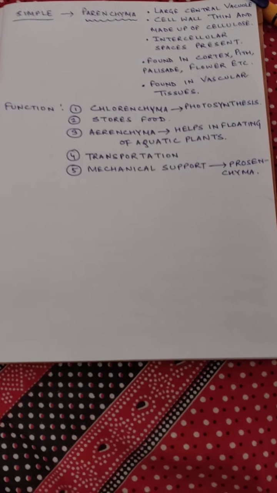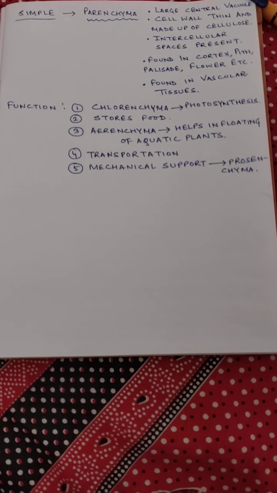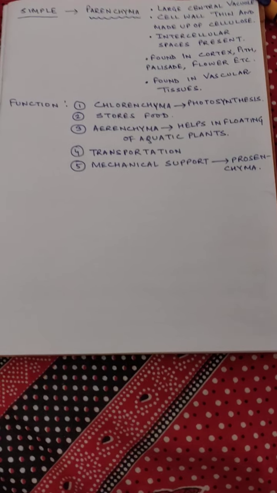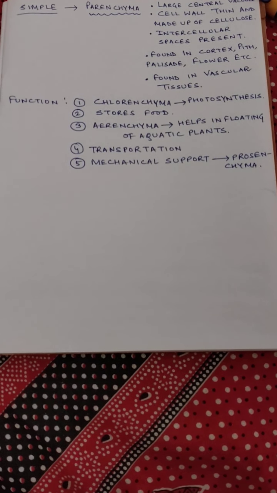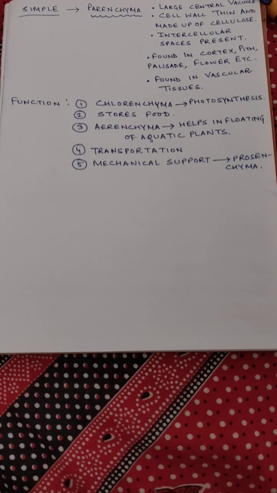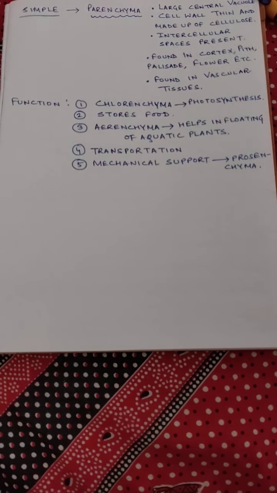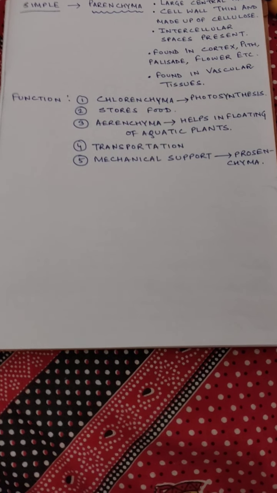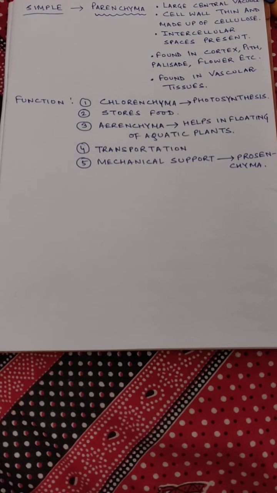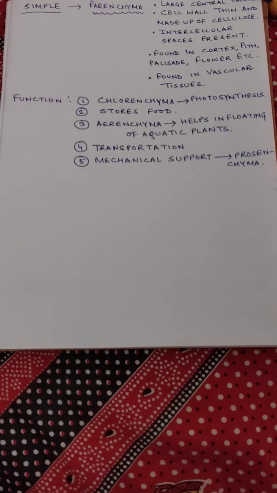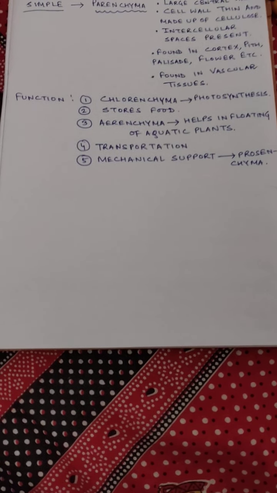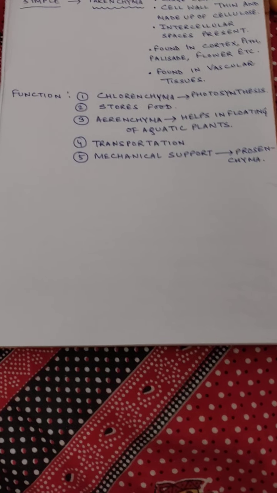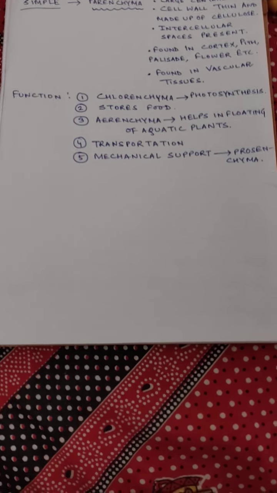Now, functions. Now there are some special types of parenchyma tissues which are named as different kinds of tissues, like chlorenchyma, which consists of chlorophyll in it, so it helps in the performance of photosynthesis in plants. Number 2, it helps also in storage of food. Third kind of parenchyma tissue we can find aerenchyma, which helps in floating of aquatic plants because it is filled up with air. Number 4, transportation, or you can say conduction. And number 5, mechanical support, which is again provided by a very special type of parenchyma tissue, that is prosenchyma. Please go through your chapter if you have books, and if you don't have books, go through my notes.